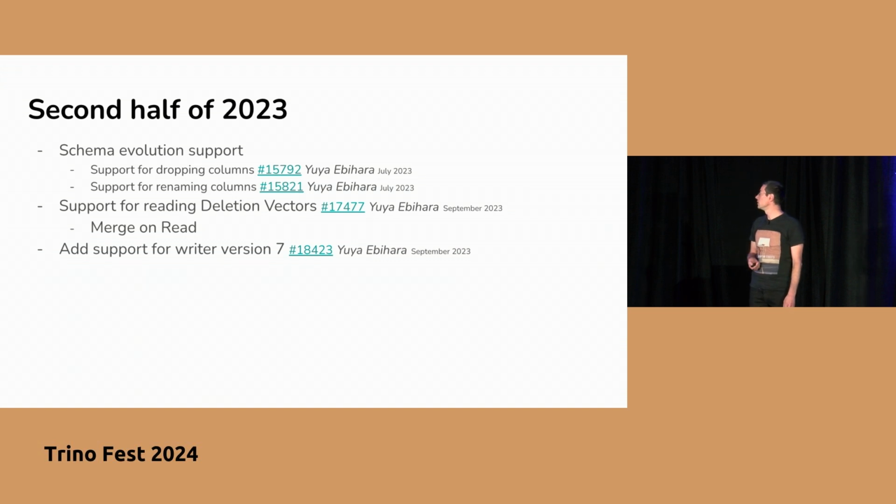Merge on read was also one of the additions in one of the more recent Delta Lake table versions, and the Trino Delta Lake Connector has received support for it. And at the end of 2023, feature-wise, for most use cases that Delta Lake tables support, we were on parity with Spark.